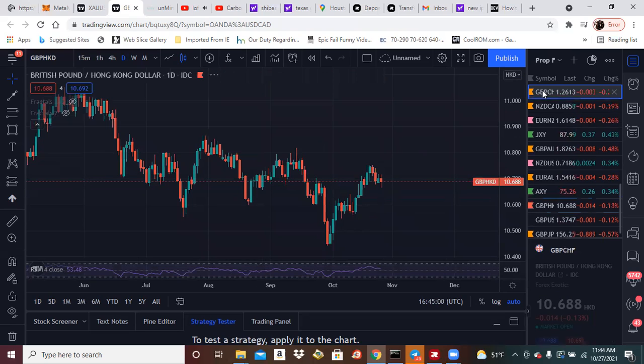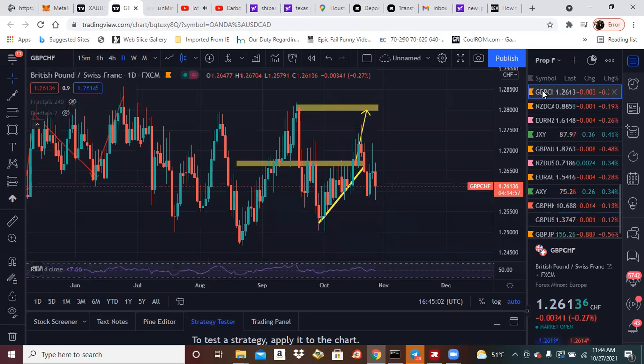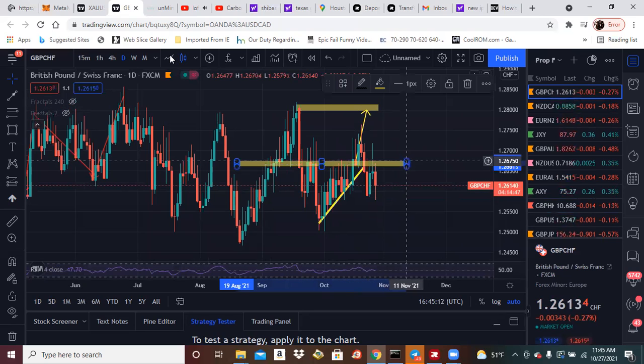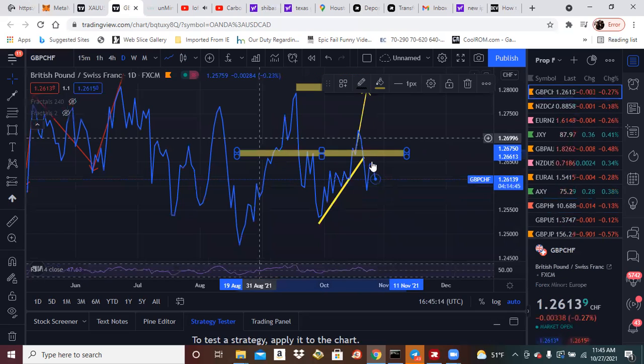GBP Chef is bearish. Look, GBP Chef is bearish. You're dealing with GBP. It's a major. And this actually just wicked this area right here. This could have been a decent sell. Why didn't I see this? Too many pairs to look at.